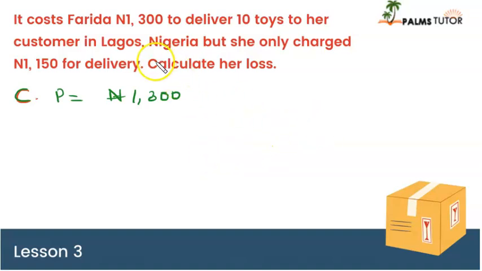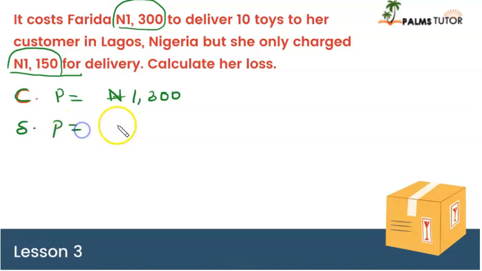Okay? So this courier service charged 1,300 naira to deliver 10 toys to a customer in Lagos. That's the cost price. But she, that's Farida, only charged 1,150 for delivery. Oh, what could have happened? Perhaps she wasn't aware that there was an increase in the cost of delivery, but she had already charged the customer 1,150 naira only. So which means that the selling price in this case is 1,150 naira. This is how much she collected for delivery. This is how much it truly cost her to deliver.